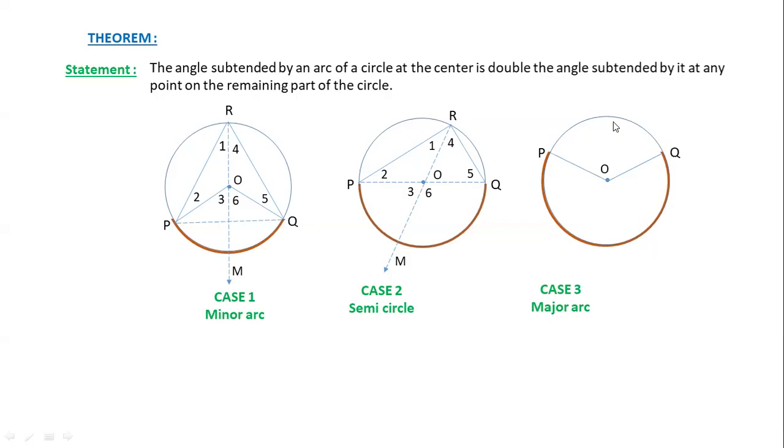Okay. Now let us take a point R again, in the same way. Join PR, join QR. You can join this PQ also as a chord. So the chord is here. Now we'll join this and name this as M. Again, number the angles 1, 2, 3, 4, 5, 6.